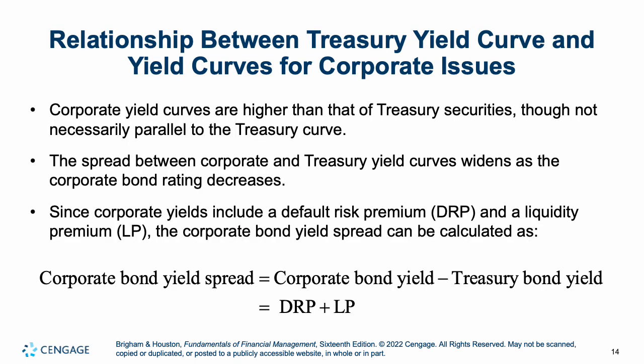What's the relationship between the Treasury yield curve and that for company bonds, corporate bonds? Corporate yield curves are higher than that of Treasury securities, though not necessarily parallel, and the spread between corporate and Treasury yield curves widens as the corporate bond rating decreases.